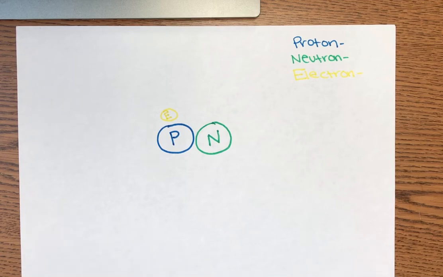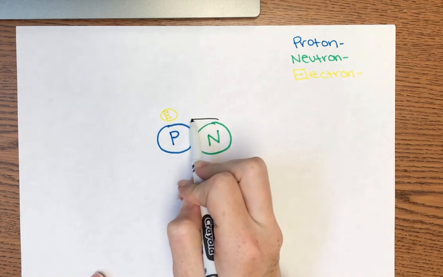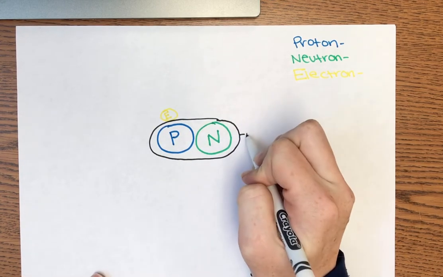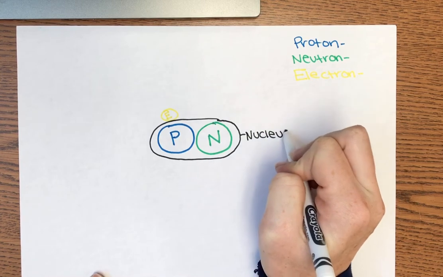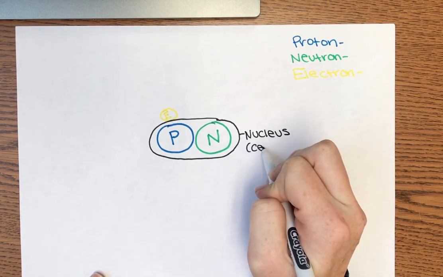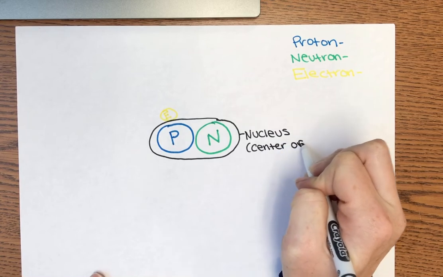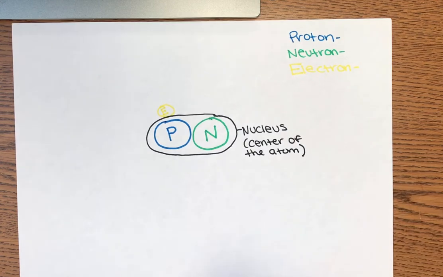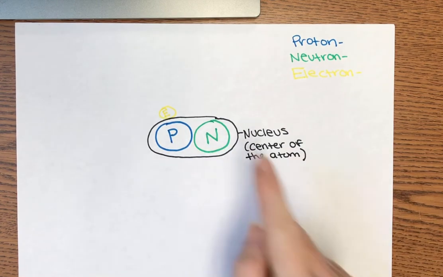Okay, so the first thing that I want to talk to you guys about is something called the nucleus. You might have heard about the nucleus before, whenever you were in biology in 7th grade, when you were talking about cells. But here, when we talk about the nucleus, we're talking about the center of the atom. The nucleus is right here in the middle. This is our nucleus, and our nucleus is in the center of the atom. And it has the proton and the neutron in it.